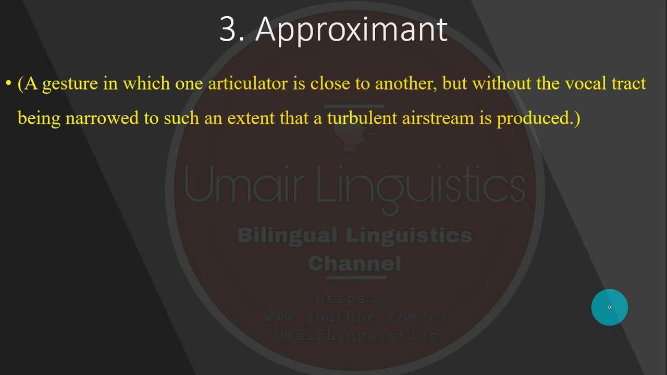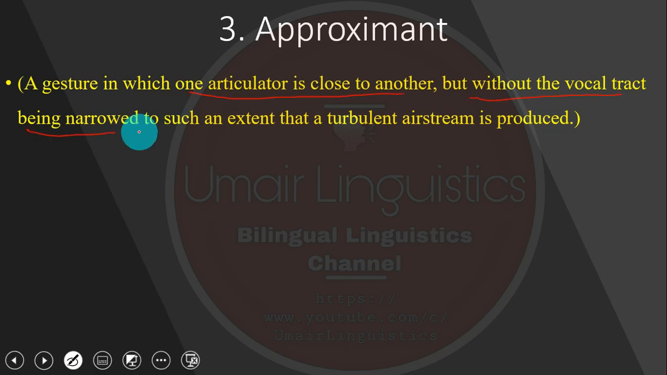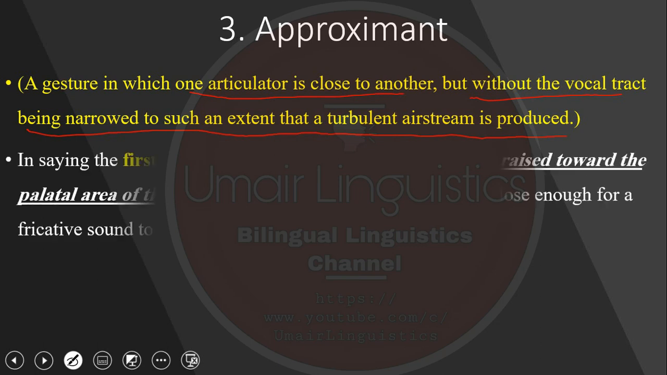Then we have approximant, as the name suggests. So what happens, one articulator is close to another in approximant, but without the vocal tract being narrowed to such an extent that a turbulent airstream is produced. In fricative sounds, the vocal tract was narrowed to such an extent that a turbulent airstream was produced. But in approximant, the vocal tract is not too narrow to produce a turbulent airstream. So therefore, these are called approximant.